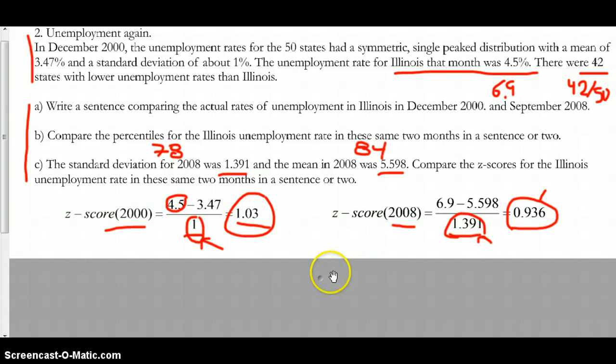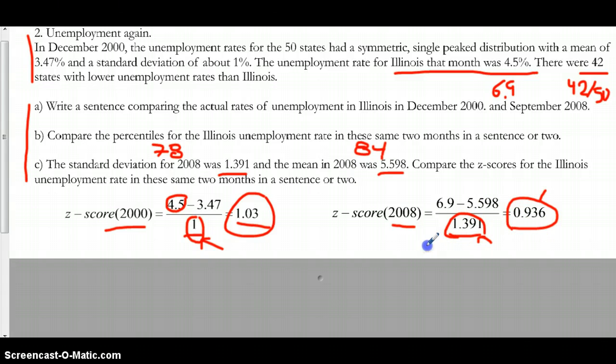So does that explain stuff a little bit? Okay, so quick recap. This small standard deviation tells me that in December of 2000, my unemployment rates were fairly close together. This standard deviation that's bigger tells me that in 2008, my unemployment rates were further apart. So my z-scores here tell me, based on the standard deviation, I'm further away. Based on the standard deviation, I'm a little closer for Illinois.